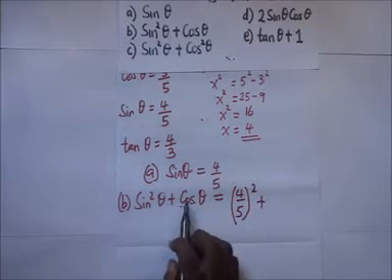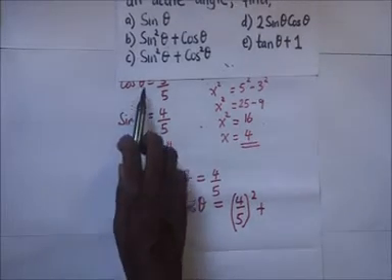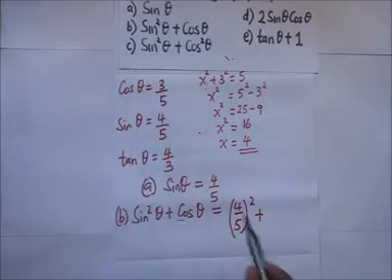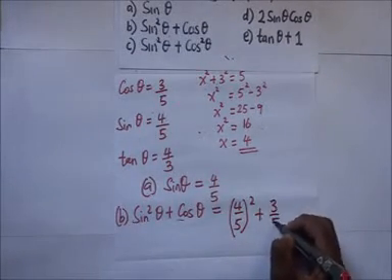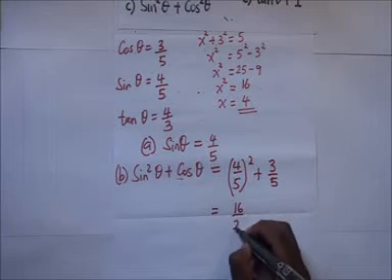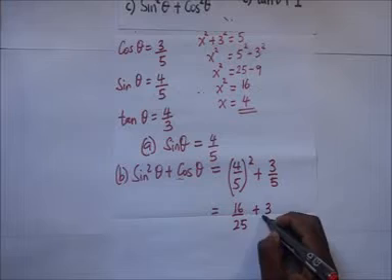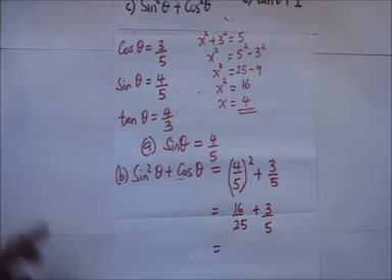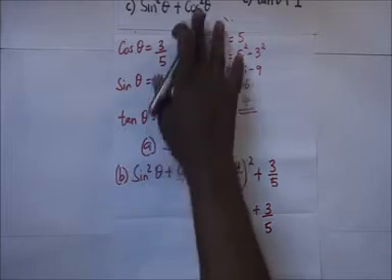So it's the same as saying 4 over 5 squared plus our cos theta. Our cos theta here is 3 over 5. So it's going to be plus 3 over 5. Going to give us 16 over 25 plus 3 over 5. And our answer will be, so we go ahead to the next.